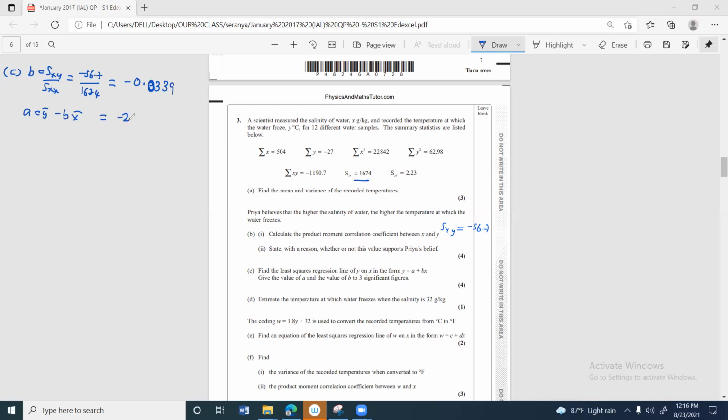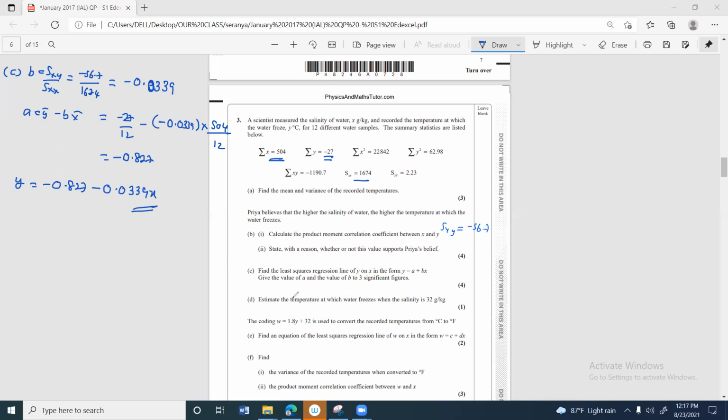And a is y bar minus b x bar. Y bar means minus 27 divided by 12, minus b. There are two minuses here, 0.0339 into x bar. X bar is summation of x, 504, divided by n, where n is 12. Summation of x here, summation of y here. If you work out these figures, you get a as minus 0.827. Therefore, you can write y equals minus 0.827 minus 0.0339x. That's the answer we need to get today.